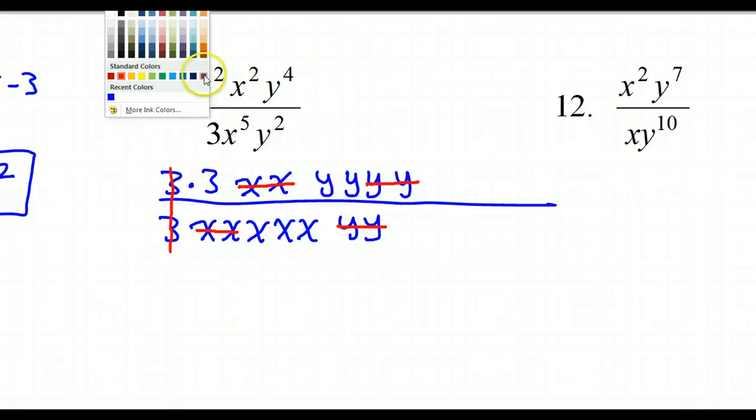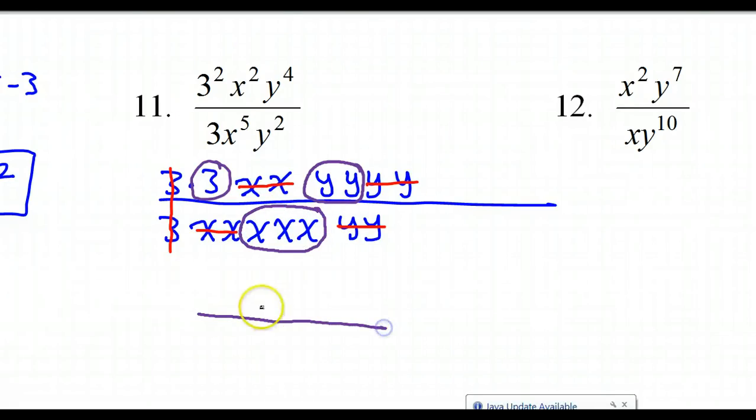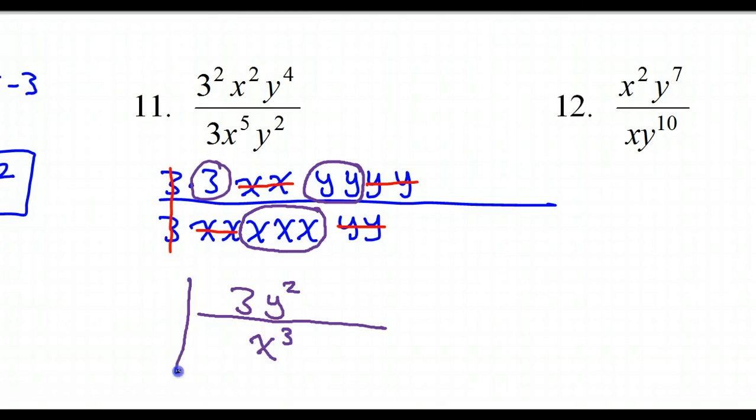So here's what's left. In the numerator, I've got this 3 and the 2 y's. Obviously that's y squared. In the denominator, I've got these 3 x's. So in other words, what's left is 3 y squared over x to the 3rd power. So that is your answer.